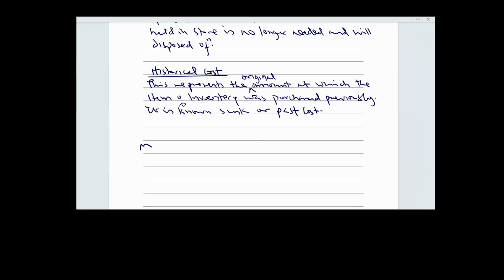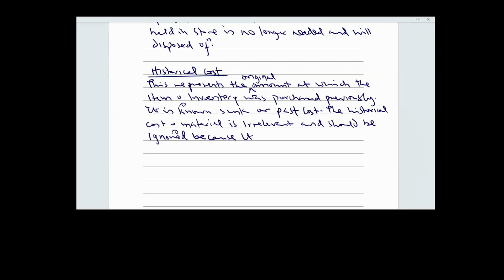I believe this is clear. Okay, so let me put it down for you. The historical cost of material is irrelevant and should be ignored, because it can't influence the future decision that is to be taken.